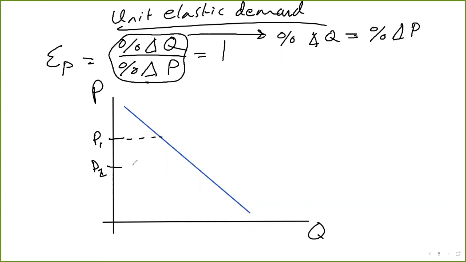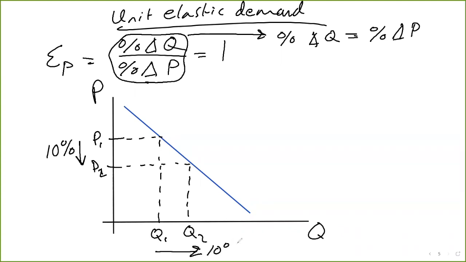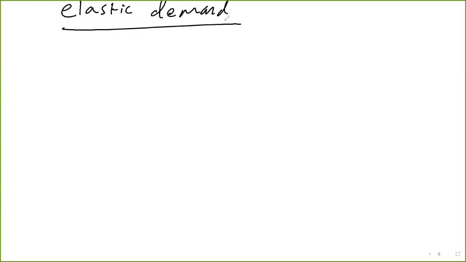And so if you pick two prices, the percentage change in price, let's say this is a 10% decrease, then we should see a 10% change in quantity demanded. And if we had to describe consumers with unit elastic demand, we would say they have intermediate price sensitivity.